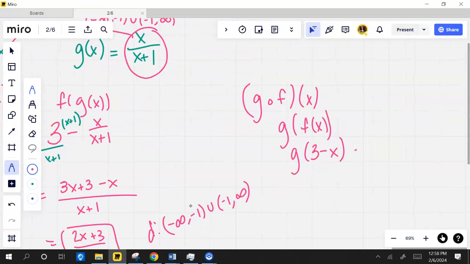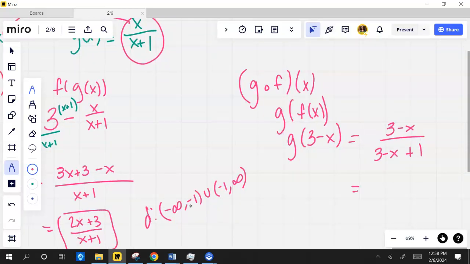All right, so I'm replacing the x's. So I got 3 minus x over 3 minus x plus 1. Agreed? Now, this one's a little bit different.